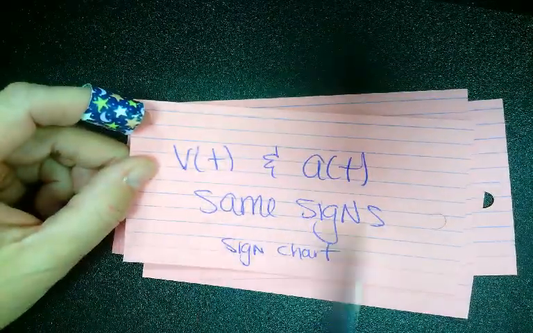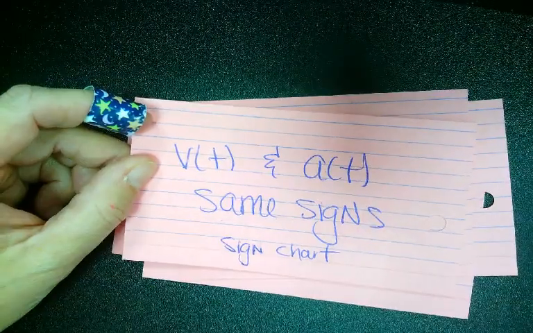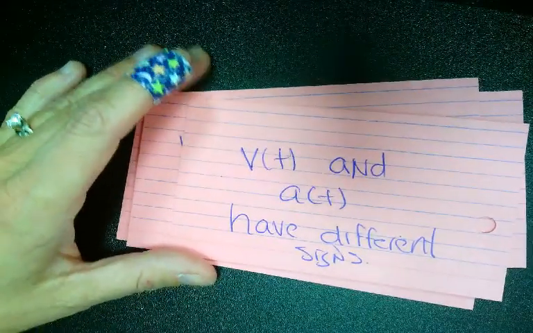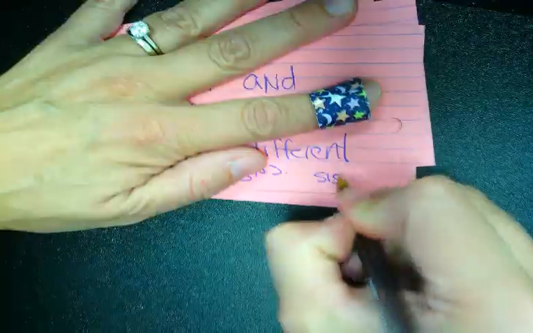Speeding up is when we had to compare velocity and acceleration. They're going to have the same sign. You don't need to tell the grader what it is. You just need to show they're either the same or different. And make a sign chart. And then slowing down, our velocity and acceleration have different signs. Again, I'm going to make a note that you need a sign chart.